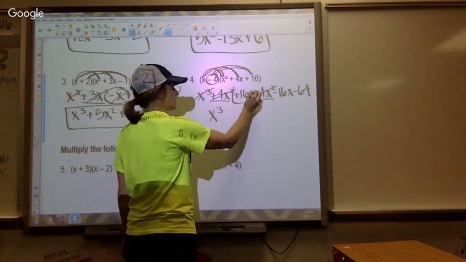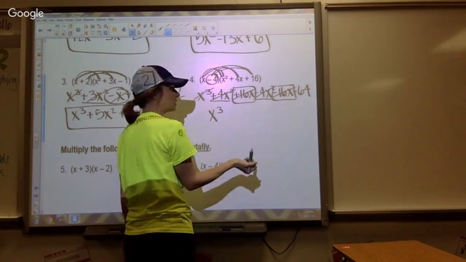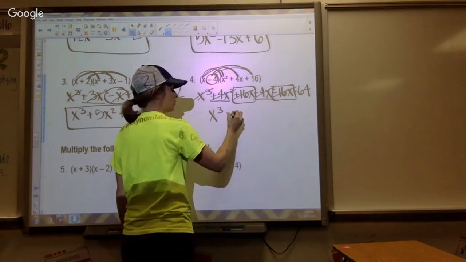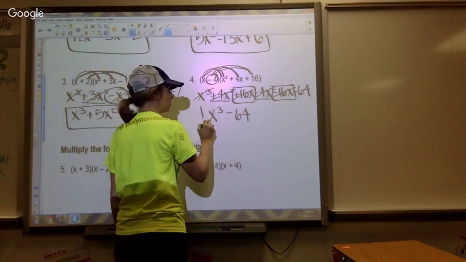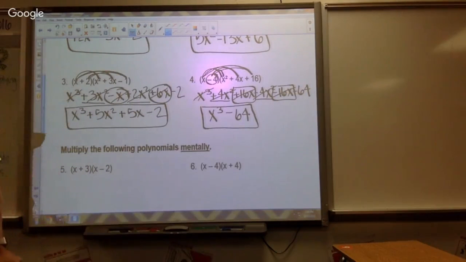Then we have 16x minus 16x. Those will also cancel out to 0. So you need to bring down your minus 64. So x cubed minus 64 would be your answer there.